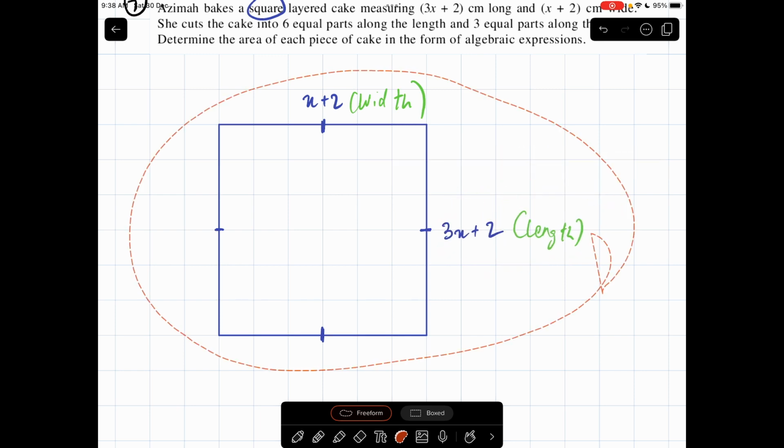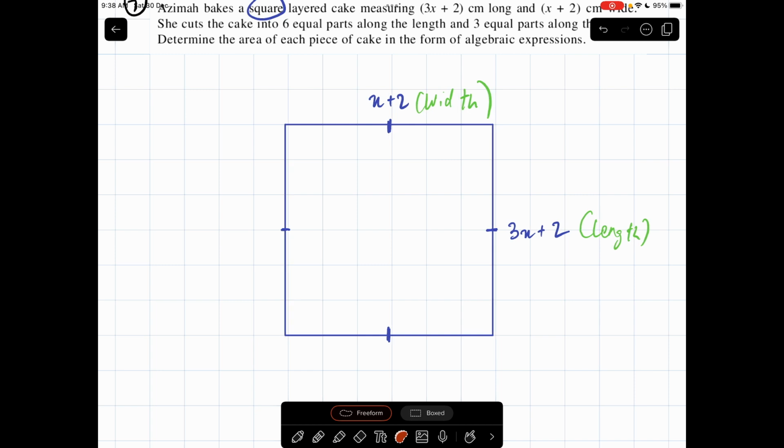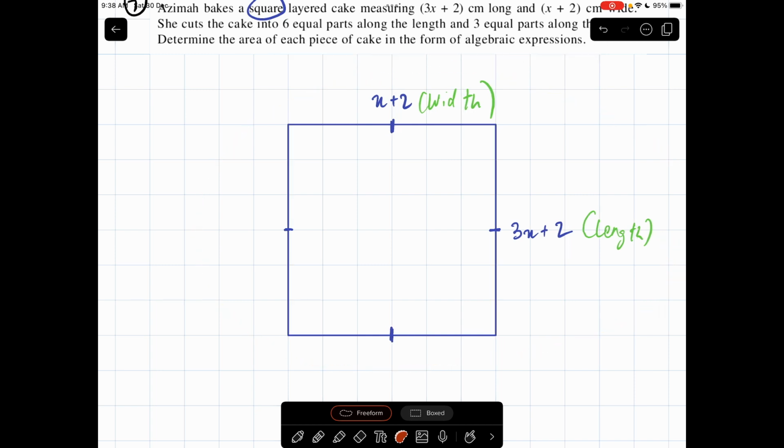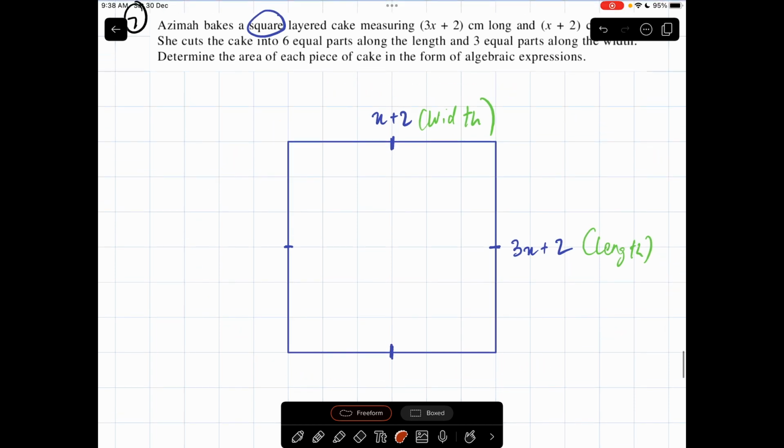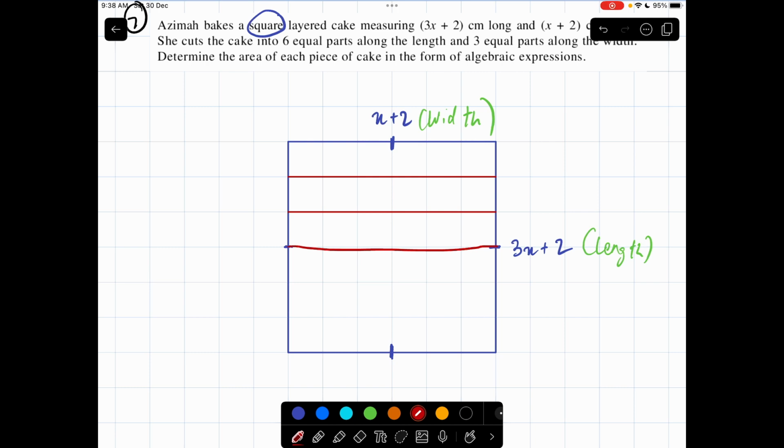Now that we have this one, let's move on. So it is said that along the length it's cut into 6 equal parts. So 6 equal parts as in 1. I think I better use the color red. 1, 2, 3, 4, 5. 5 cuts, but as you can see, we have 6 parts here. 1, 2, 3, 4, 5, 6. Okay, that's along the length.